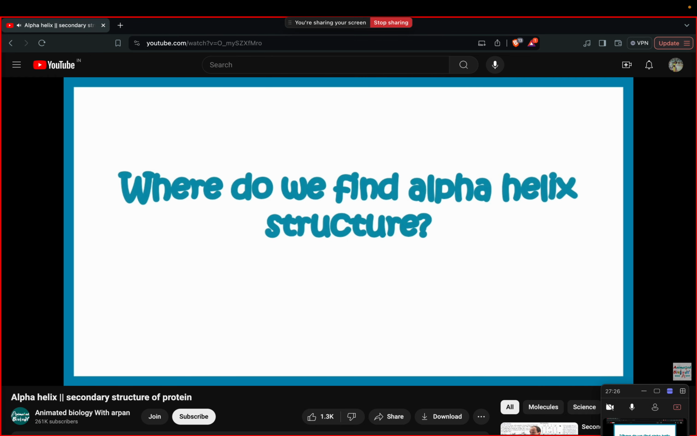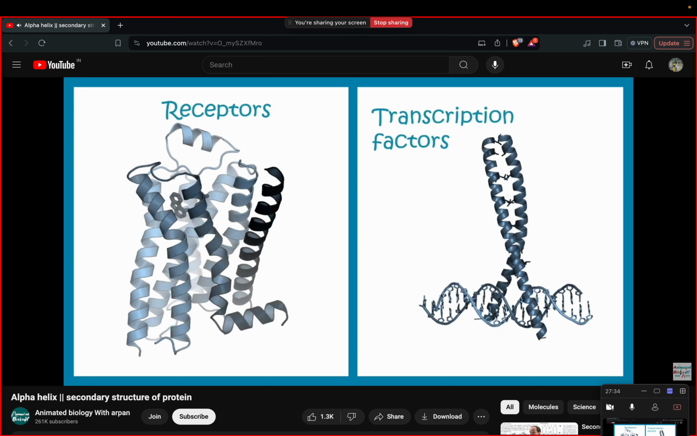First of all, let's try to understand where we find alpha helix structures. It can be found in many proteins, such as receptors, and a very common example is the G protein coupled receptor. It has 7 transmembrane domains, and each transmembrane domain is an alpha helix, spanning 10 to 12 amino acid residues. Many transcription factors, such as those containing the leucine zipper motif, are also examples of alpha helix. So many transcription factors, receptors, ion channels, and many other molecules might have alpha helix conformation.